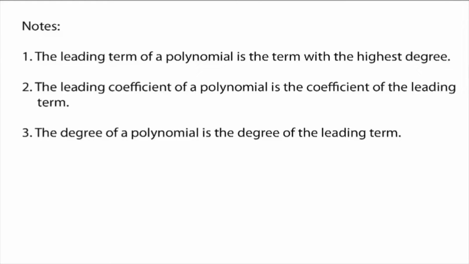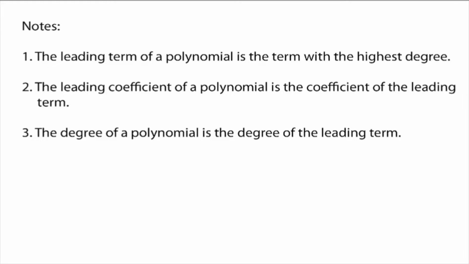All right, a few more new words. The leading term of a polynomial is the term with the highest degree. The leading coefficient of a polynomial is the coefficient of the leading term. So you find the leading term when we write it in its standard form where the degrees go in descending order. It's going to be the first term there on the left, and that would be called the leading term. Its coefficient will be called the leading coefficient of the polynomial, and the degree of that term is called the degree of the polynomial. The degree of a polynomial is the degree of the leading term.